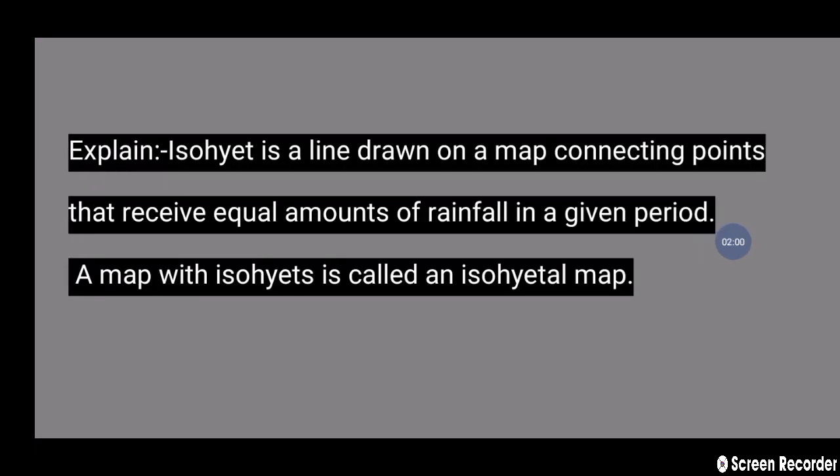Question 102, explanation: An isohyet is a line drawn on a map connecting points that received equal amounts of rainfall in a given period. A map of isohyets is called an isohyetal map. Next question.